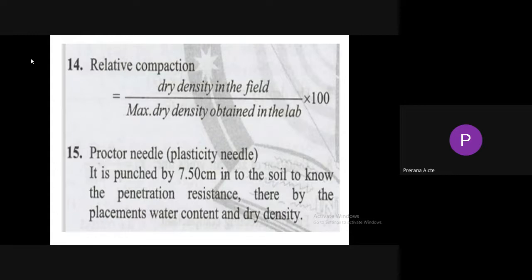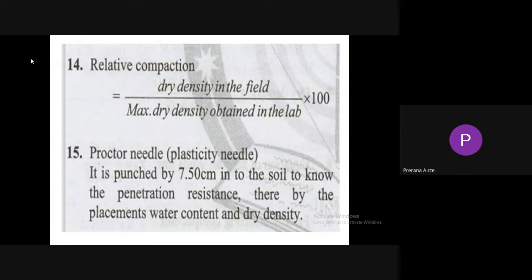Relative compaction is the ratio of dry density in the field divided by maximum dry density obtained in the lab. Relative compaction should be in between 95% to 98%. In order to get effective compaction, the relative compaction should be in between 95% to 98%. 100% we cannot achieve. If it is less than 95%, it should be compacted well.